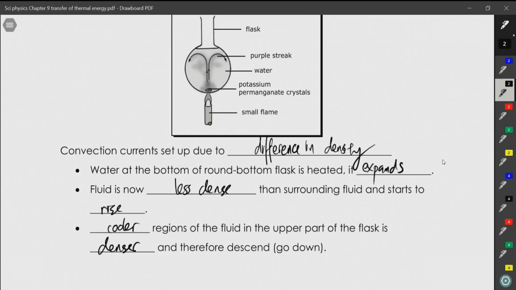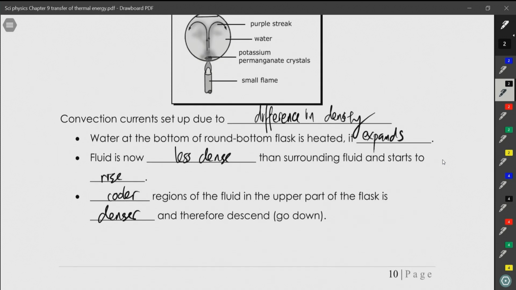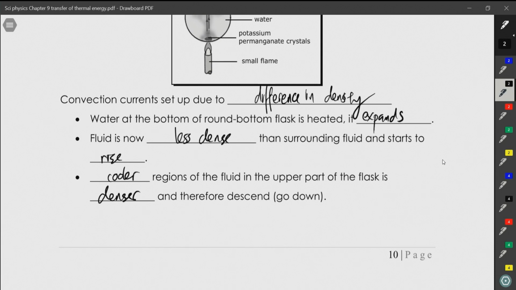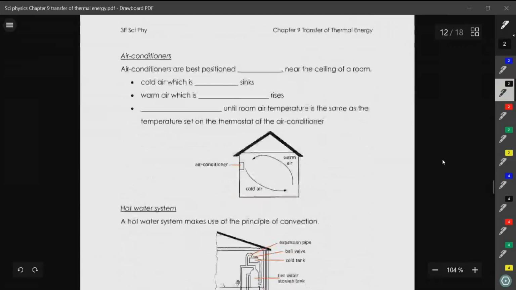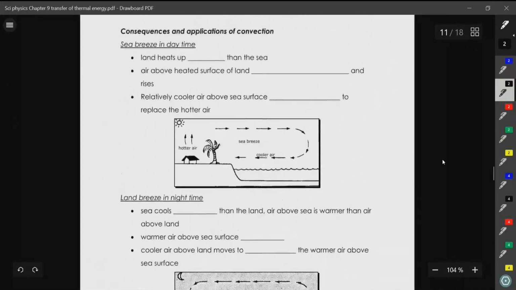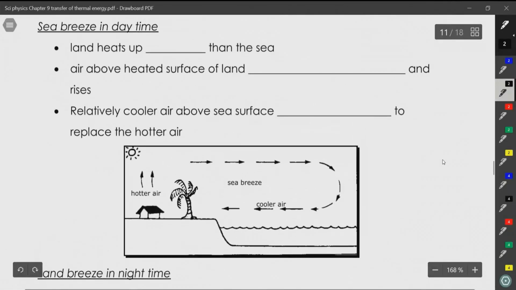So, convection current is set up due to density. Water at the bottom of the flask is heated, then the water will expand. Not the particles expanding, but the distance between the particles increases. So the fluid is less dense and starts to rise, while the cooler region of the liquid in the upper part is denser, then it starts to descend. Now let's look at convection in terms of sea breeze and land breeze.